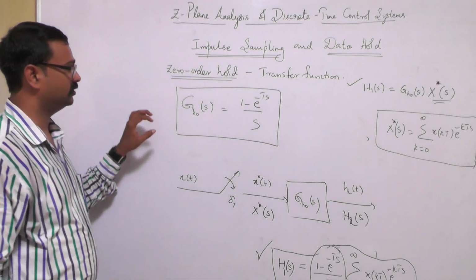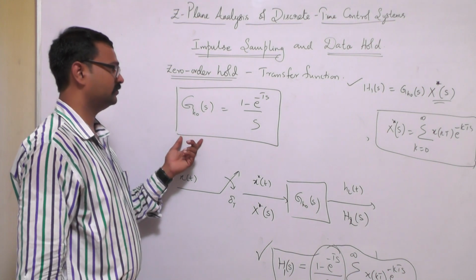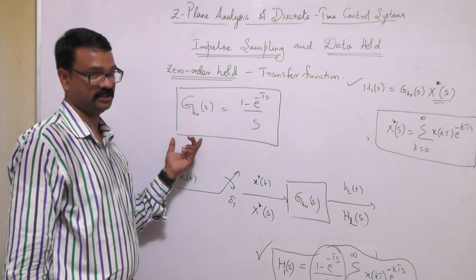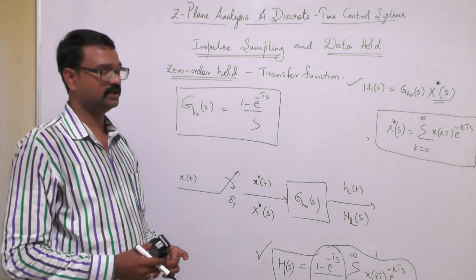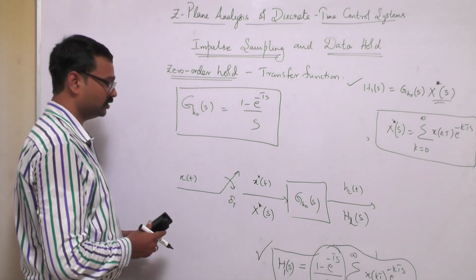So the derivation for the zero order hold transfer function is obtained as GH0 of s is equal to 1 minus e power minus ts by s, and this transfer function will be utilized by us throughout the lecture series whenever we are going to use a zero order hold.